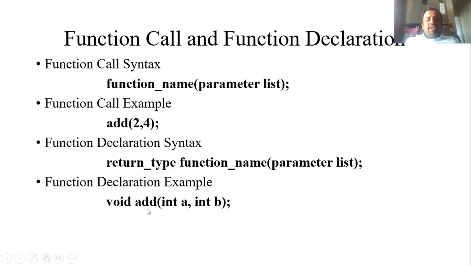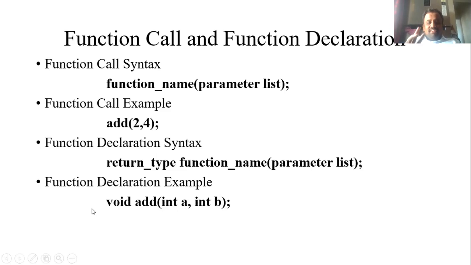So example, void add(int a, int b). Here the compiler can easily understand what the return type is, void is the return type, what the function name is, how many arguments you are passing, and what the type of parameters is. So whenever this function is called, it will immediately check its return type and the number of arguments. If a mismatch happens, it immediately throws an error. So function declaration helps in identifying the error.